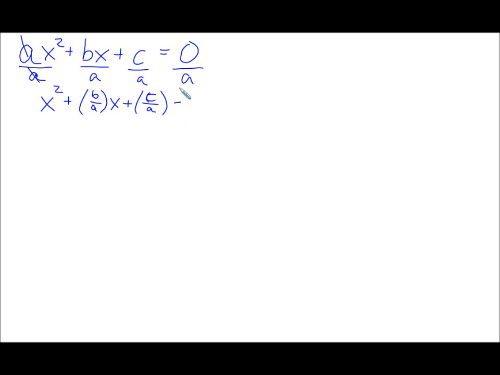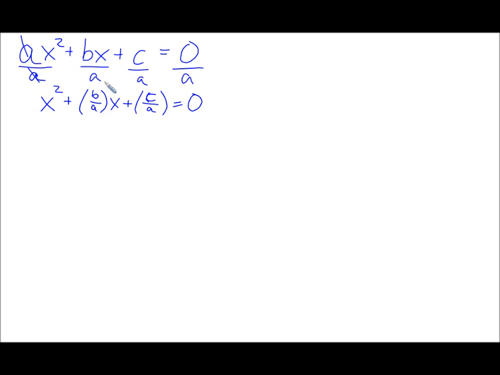Here's the beauty of this. Here's why we could have done that. 0 divided by a is still 0. So we didn't change the right-hand side at all. I mean, we did. We divided by a, but it remained 0, because if you divide 0 by anything, you still get 0. So our goal is to complete the square on the left-hand side.